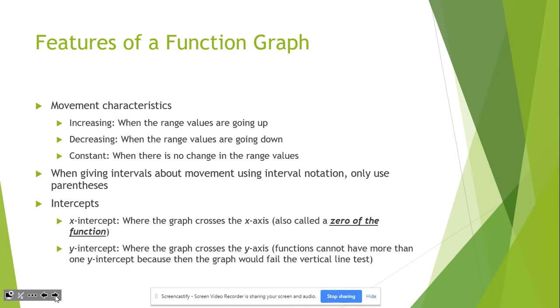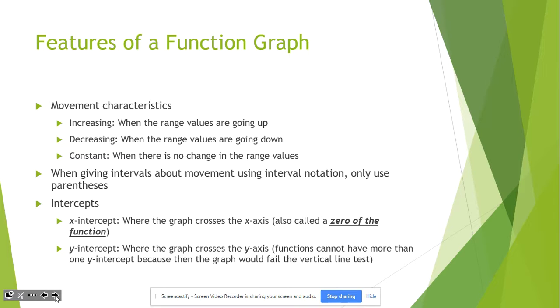Intercepts are where the graphs of any function cross the axes. For example, an x-intercept is where the graph crosses the x-axis. An x-intercept is also called the zero of a function. We'll be using that term a lot more as we move into specific functions called quadratics.